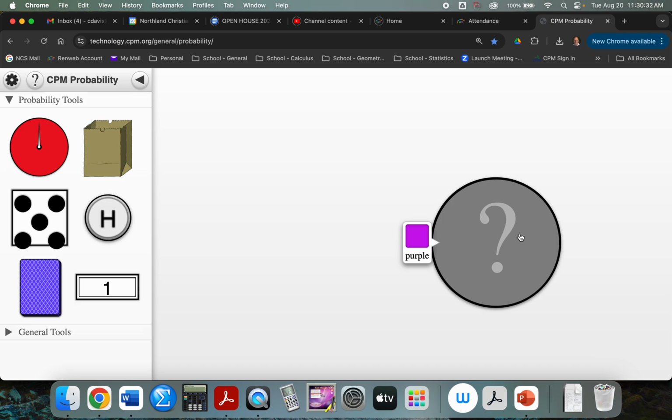Do you know enough right now to be able to tell me what the spinner looks like? No. All right. Let me spin it again. It's orange this time. All right, I'm going to spin it again. Oh, do I have enough information now? Is it half purple, half orange? We don't know yet. All right. It's purple again.